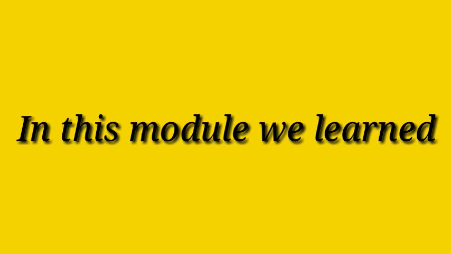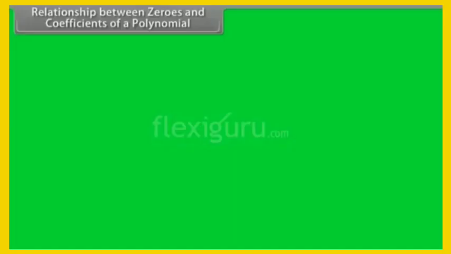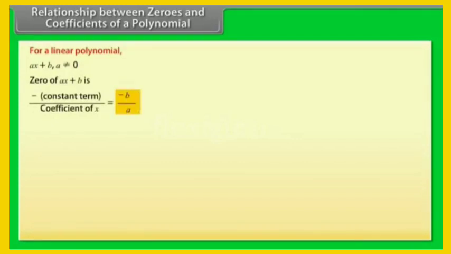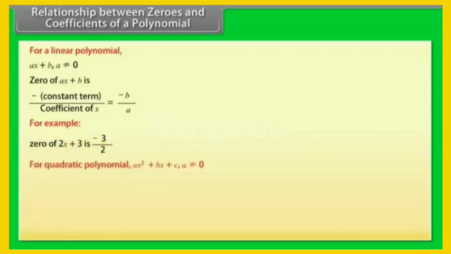Dear students, now let us conclude what we learned in this module. In this module, we learned about the relationship between zeros and coefficients of a polynomial. For a linear polynomial ax plus b where a is not equal to 0, the zero of ax plus b is given by minus of constant term by coefficient of x, that is equal to minus b by a. For example, the zero of 2x plus 3 will be minus 3 by 2.